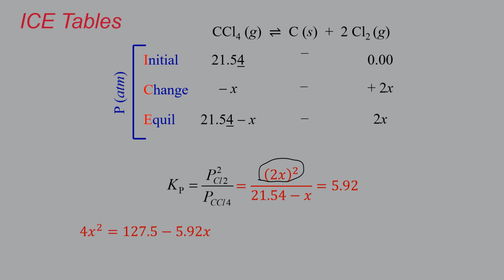So if you expand that out, you get 4x squared. A very common mistake is they'll have this as 2x squared because they will square the x and not the 2. Don't make that mistake. And it's going to be equal to 127.5 minus 5.92x. That's just cross multiplying these two right here. To get that in a form where you can apply the quadratic equation, that's going to be 4x squared plus 5.92x minus 127.5 equals 0.